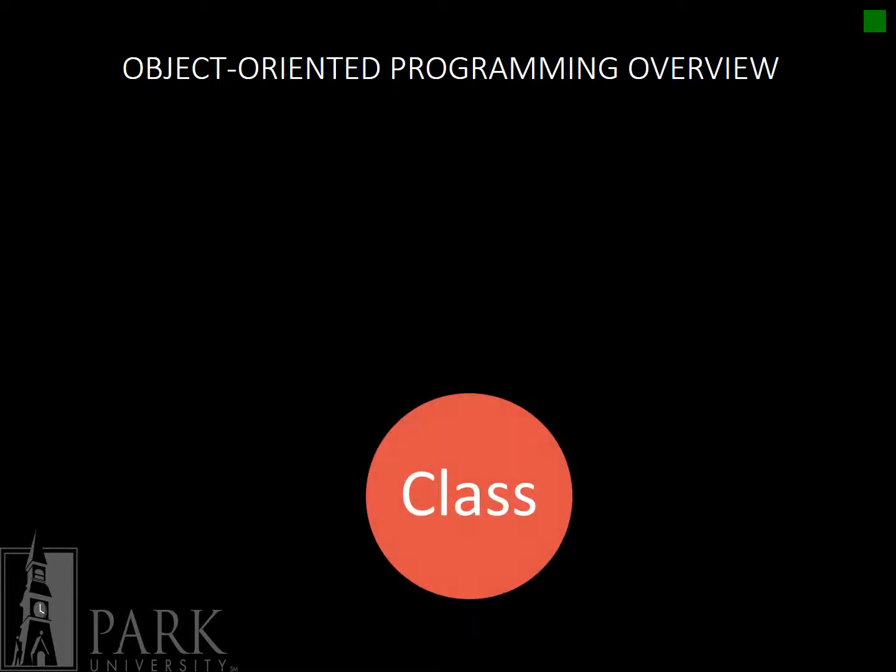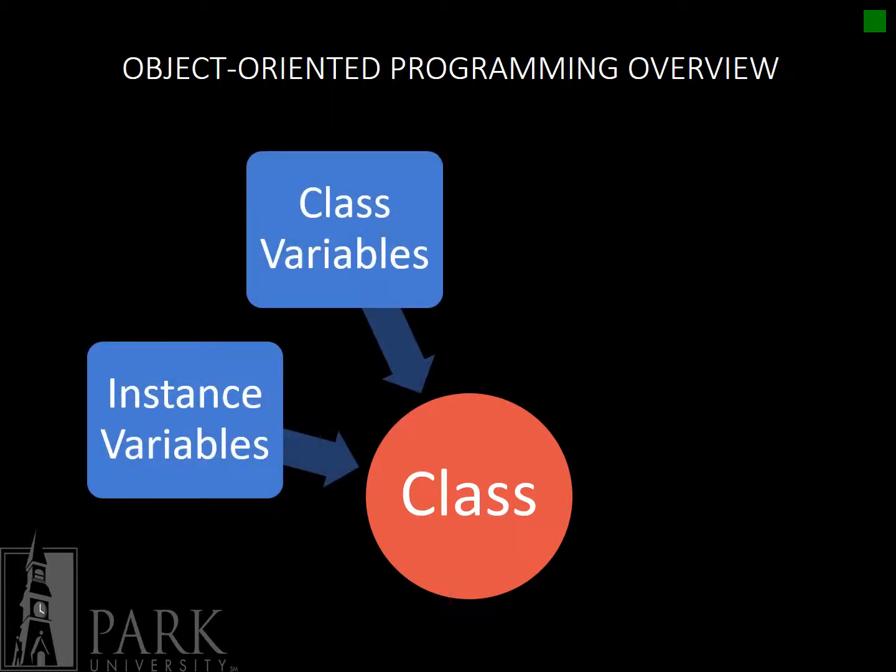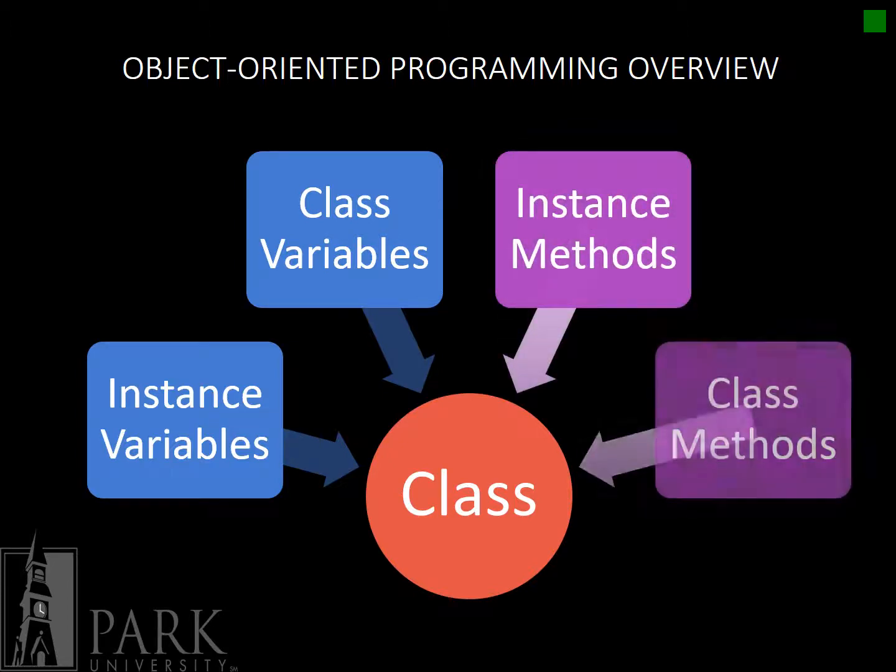So we're going to reiterate one more time, just for good measure. A class is a description for a set of objects, and this description consists of variables, both instance and class variables, and methods, both instance and class. So these things altogether are what make up a class.